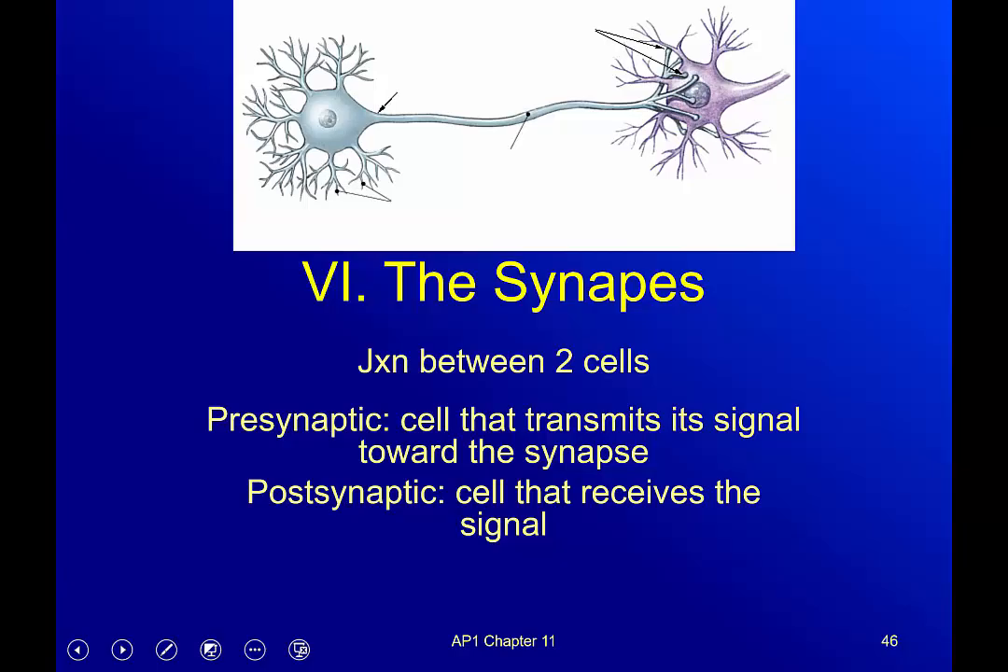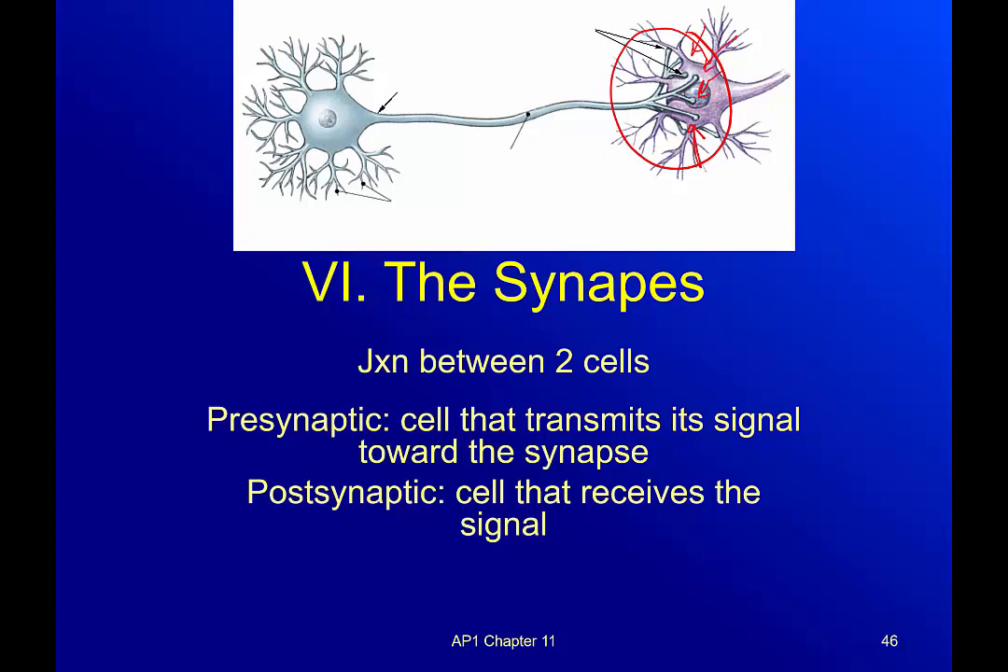The synapse. Remember that synapse is just a very fancy way of saying where one neuron touches something else. In this picture here, you can see that the blue cell is synapsed with the purple cell. You can see that they're touching each other on all these little axon terminals.